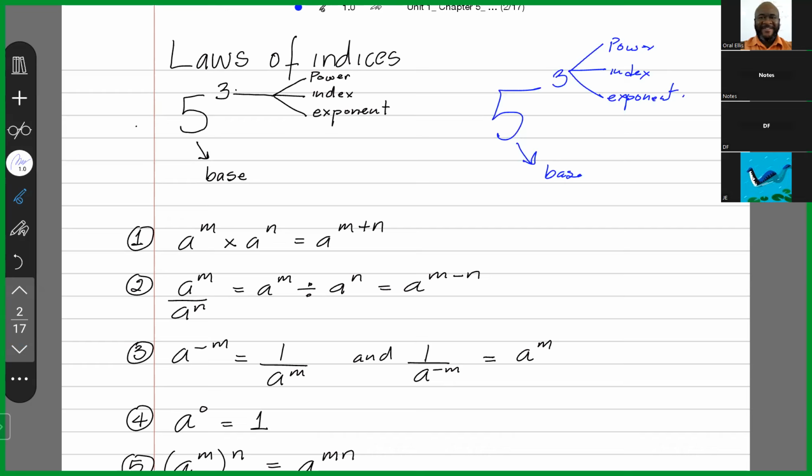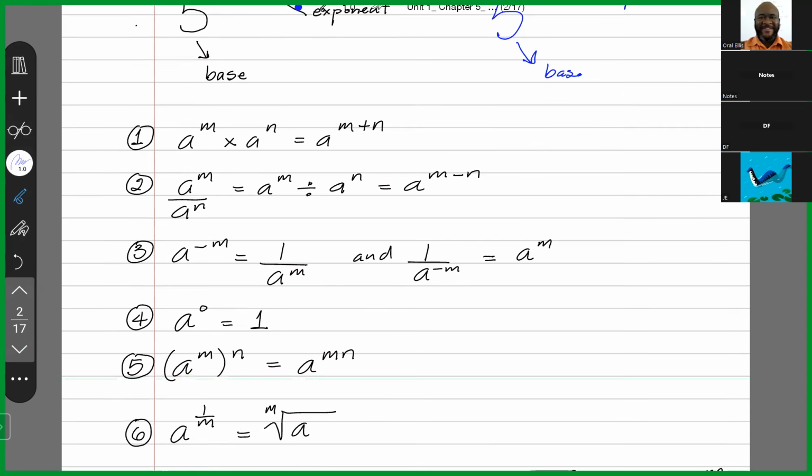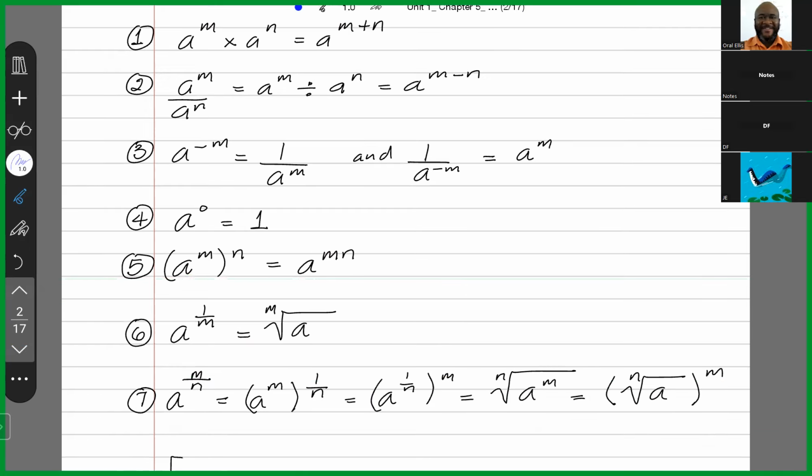So if you're going to do indices, one of the first things you need to be aware of are the laws of indices. You started looking at those from CSEC. So these are like the 7 laws of indices. In one, essentially one is saying, if you're multiplying and the base is the same, you must add the indices. So you have a to the power m multiplied by a to the power n. A is the base, m and n are the indices. So if you're multiplying and the base is the same, you should add the indices.